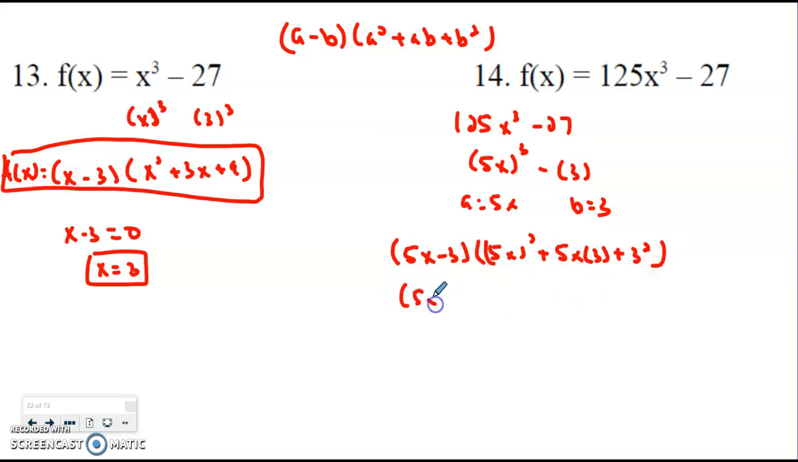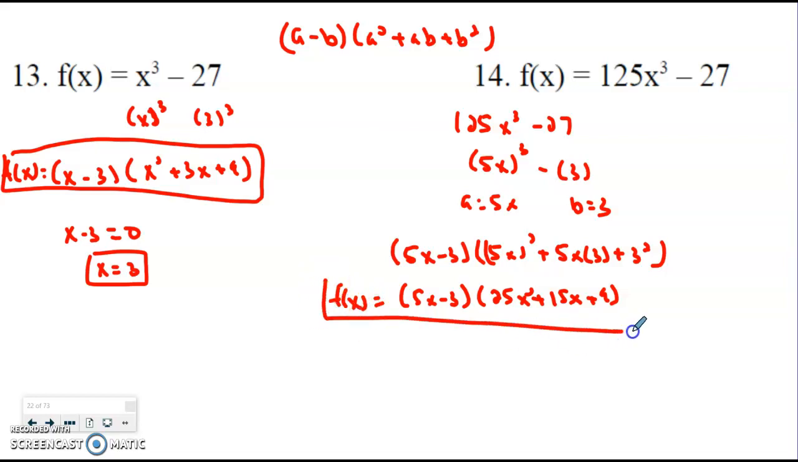So I end up with 5x minus 3, and then I get 25x squared plus 15x plus 9. That is your factored form. That's what f of x equals in factored form.